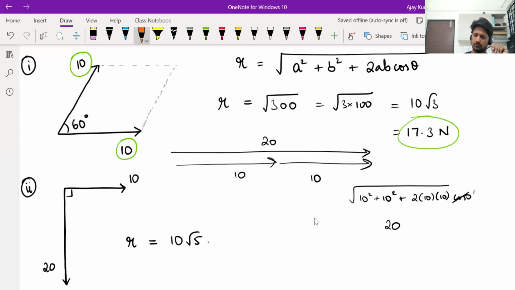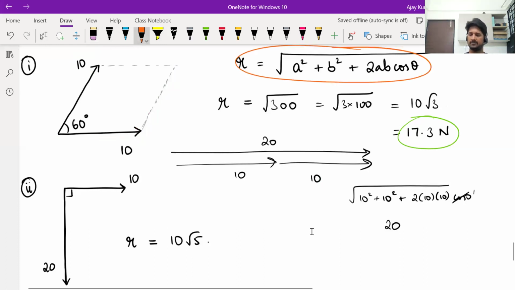But if a person undergoes one displacement of 10 meters this way, another displacement of 10 meters this way, then the total displacement won't be 20 meters. It will only be 10 root 3 meters. That is 17.3 meters. That is what we mean by resultant of two vectors. So these are not simple numbers that we are adding. We are adding quantities by keeping their direction also in mind. That's why we need this complicated formula to get the resultant or the combined effect of two vectors.